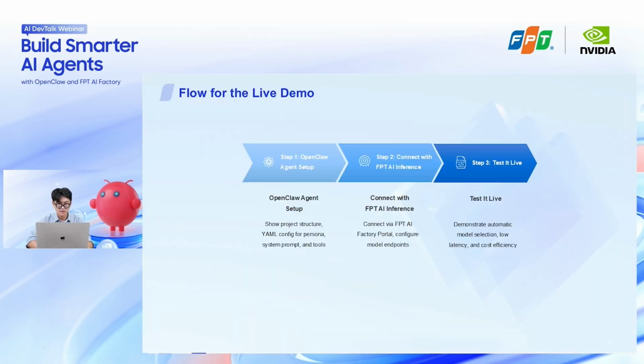Our demo has 3 sections. So first, we're going to show you how to set up an OpenClaw agent, and step 2, we connect that with our FPT AI inference APIs. So in this step, we are going to connect by FPT AI Factory portal and configure model endpoints. And we test it live right here. So let's see if it has finished.